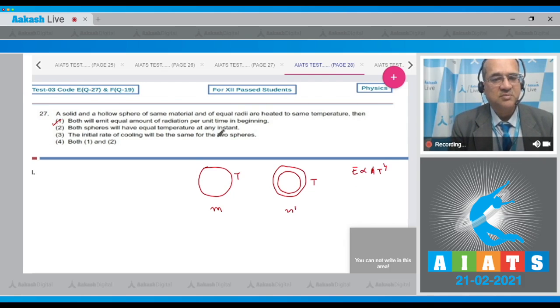Both will have equal temperature at an instant? No, one will be cooling at a faster rate, so this will be different. The initial rate of cooling will be the same for the two spheres? And their masses are different, so this will be different. The answer to this question is only the first choice. So the answer is 1.